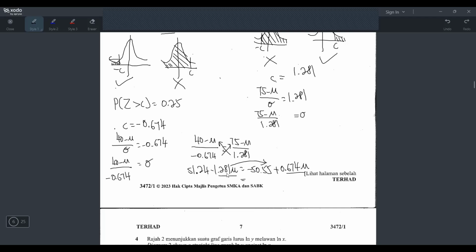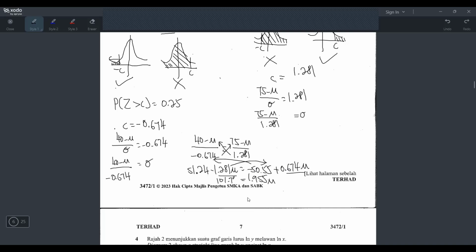We can do it together. I move this one mean over there lah. So it becomes 0.674 plus 1.281. It means I'm trying to collect all the mean together. So you get 1.955 mean on this side. And then of course the number negative 50.55, I have to move it there. And when you move it, it becomes plus. So 51.24 plus 50.55. Okay, my calculator gives me 101.79.